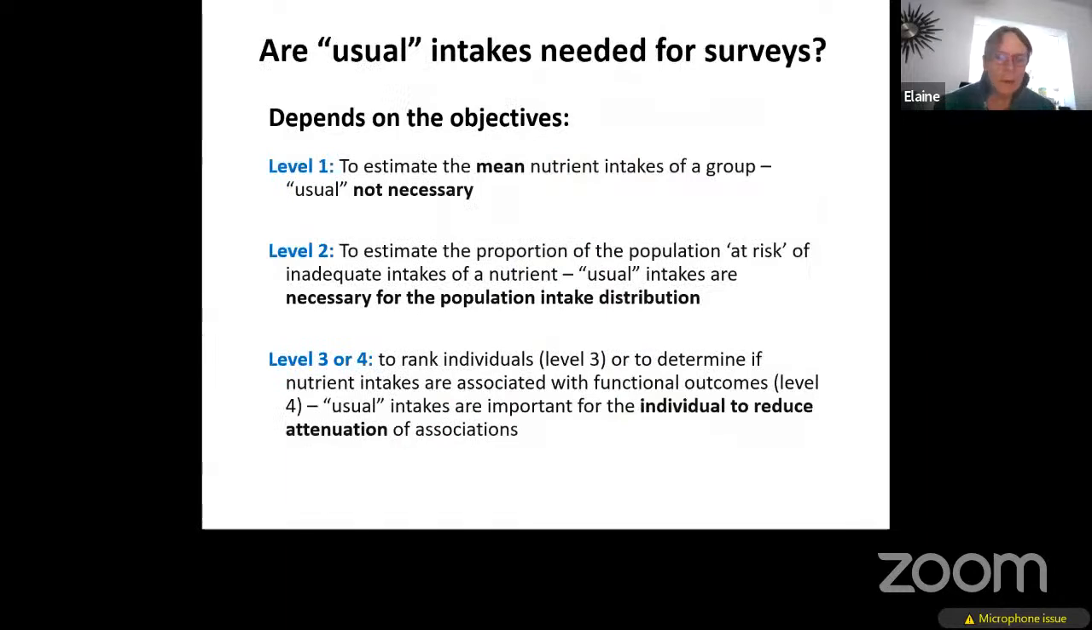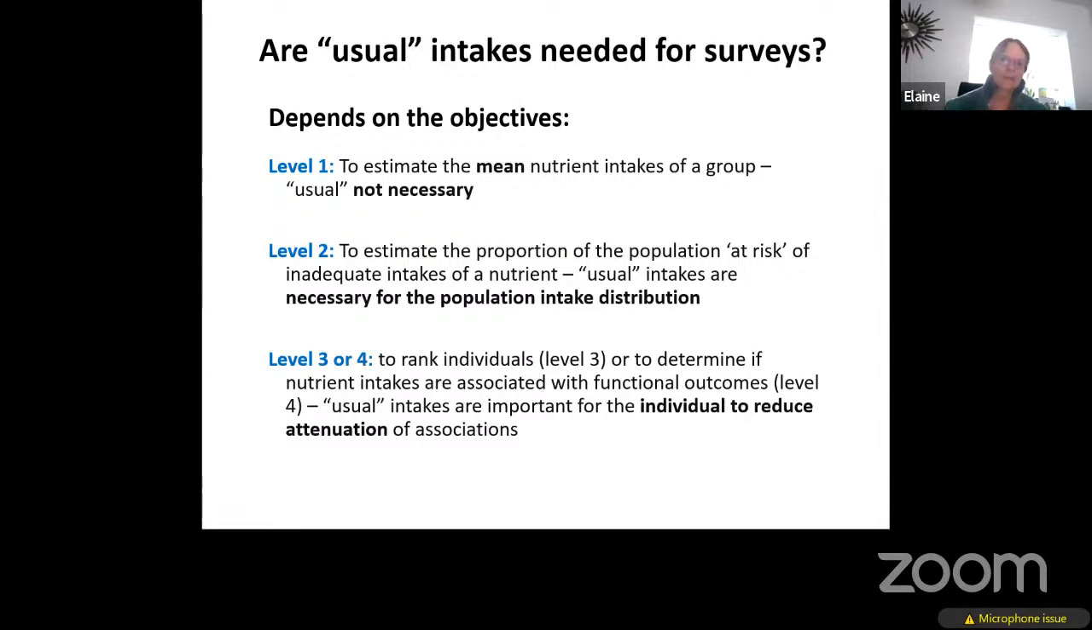When we're looking at populations and surveys, the need to estimate that usual intake distribution is going to depend on the objectives, and these are 3 different levels. I don't know if you've covered this already, but level 1 is where we're looking at the mean nutrient intake of a group. In that case, usual intake is not necessary, and I'll be giving you a slide to show you why. If we're trying to look at the proportion of a population at risk of inadequate intakes of a nutrient, so the percentage of the population, for example, that has inadequate zinc intakes, usual intakes are necessary, but only for the population intake distribution, not for each individual. And again, I've got some slides to explain this.